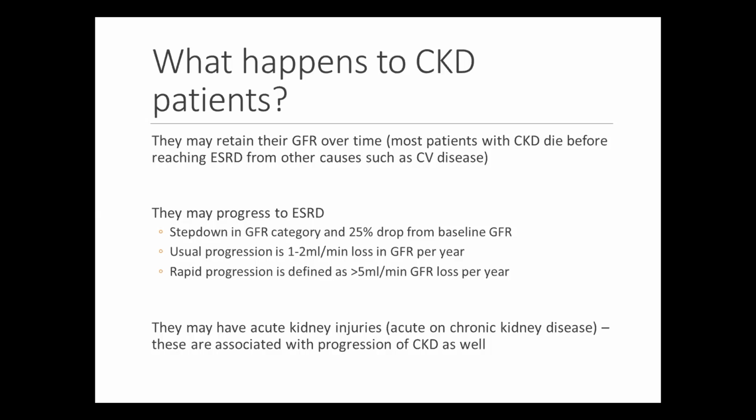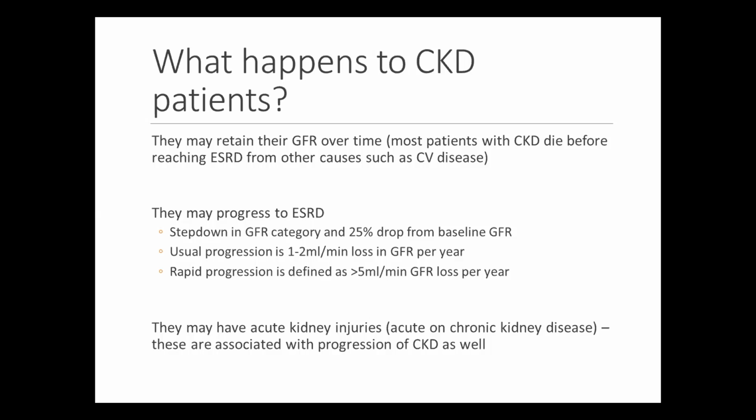Chronic kidney disease is a risk factor for CV disease, and so that's why a lot of our studies look at cardiovascular outcomes. Patients with CKD may progress to end-stage renal disease, and the usual rate of progression is 1 to 2 mL per minute of GFR loss per year, and rapid progressors are defined as patients who lose more than 5 mL per minute of GFR per year.